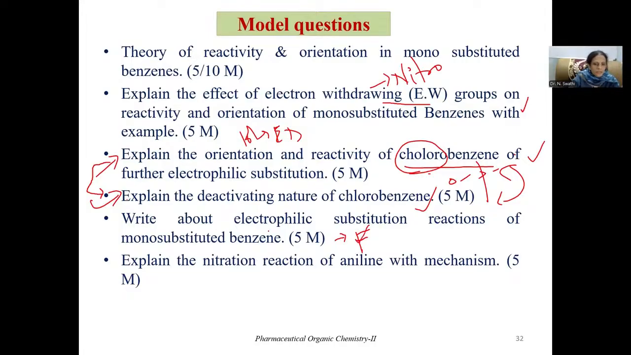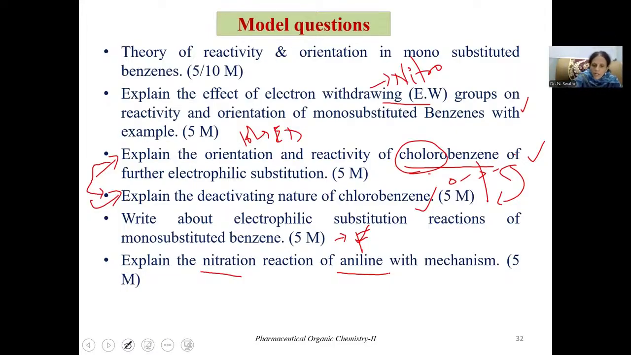The same thing you can do here, and explain the nitration reaction of aniline with mechanism. This is nitration of benzene, you know. What is the mechanism in the nitration of benzene? 3 steps are there. Similar to the nitration mechanism, you will write the nitration mechanism for aniline. In the nitration of benzene, you have written the nitration mechanism for benzene. Here for aniline, you will write the nitration mechanism. That is the only difference.